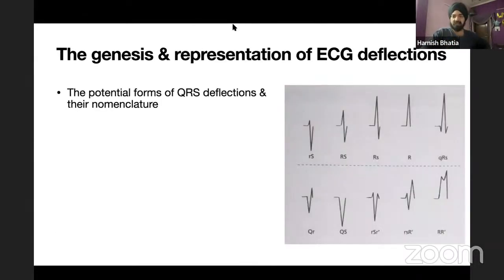So these are the QRS activation complexes. Which of these will you see in V6, and which of these will you see in V1? Can somebody please tell it to me? I'll be really happy if somebody answers it. Please put it in the chat box, whether you will see a capital R or small r or capital S or small s in V6 and in V1. Can somebody tell it?